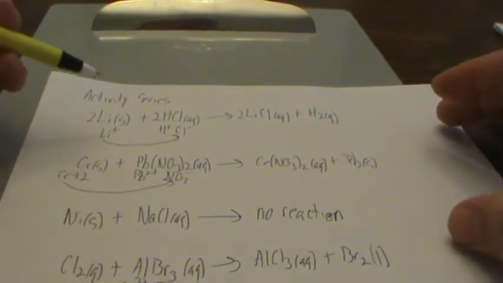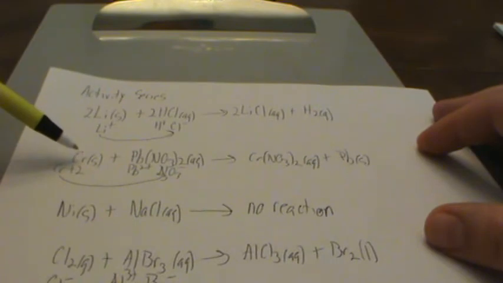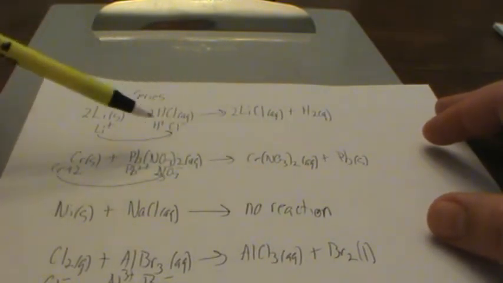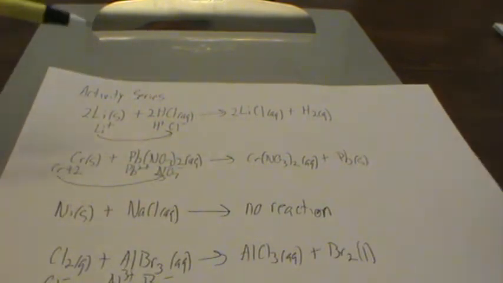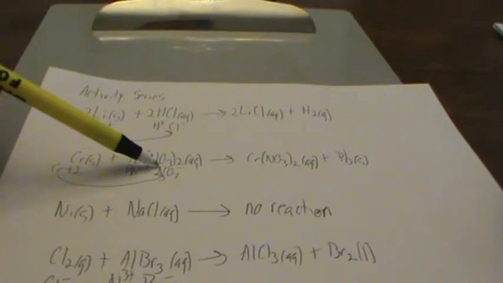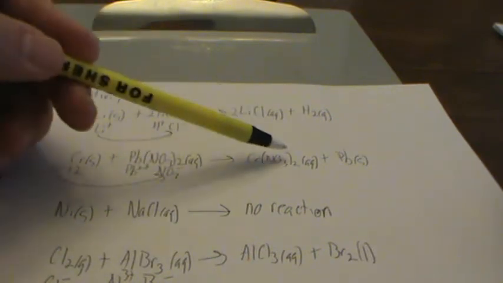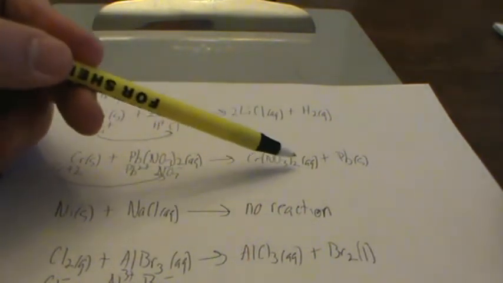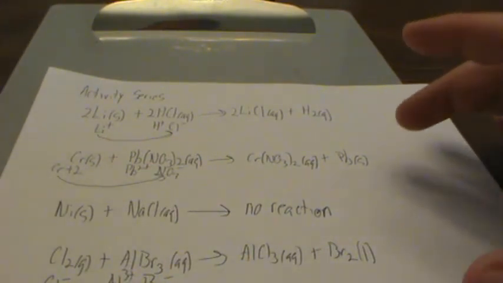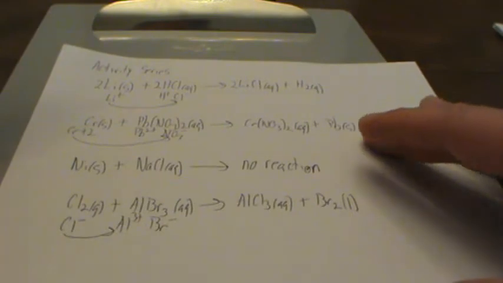If we go down to our next one, one chromium, one lead, one lead. So we're good to go there. Now if we look, we have two nitrates on the left-hand side because of that 2, and we have two nitrates on the right-hand side. So everything's already balanced for this one. Our third one, no reaction, we don't have to worry about that one.